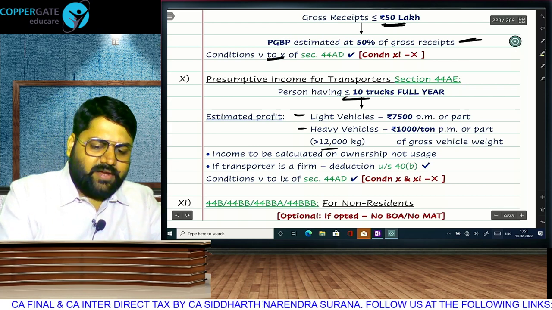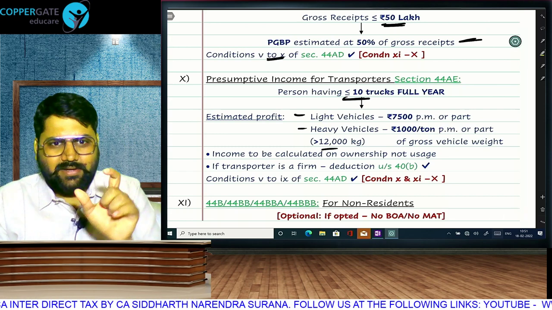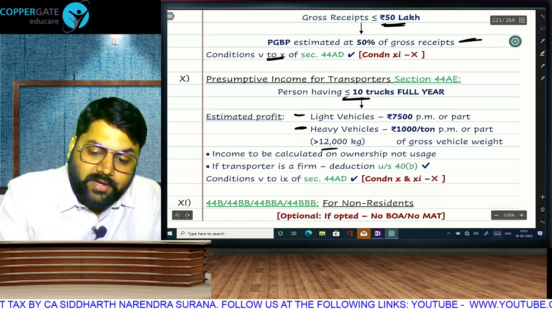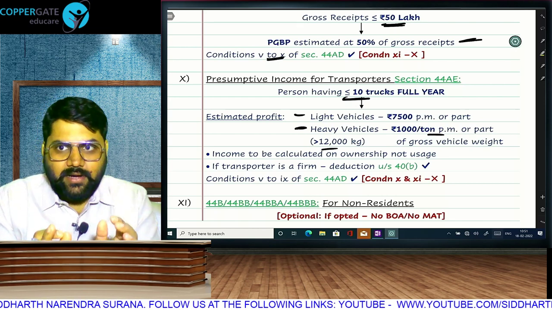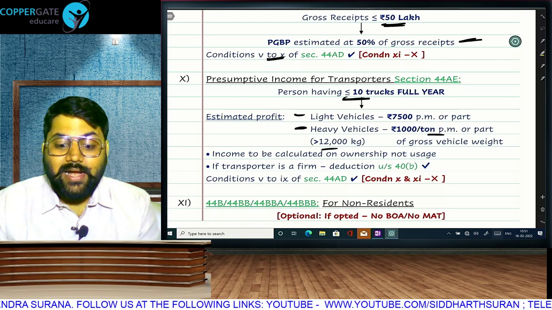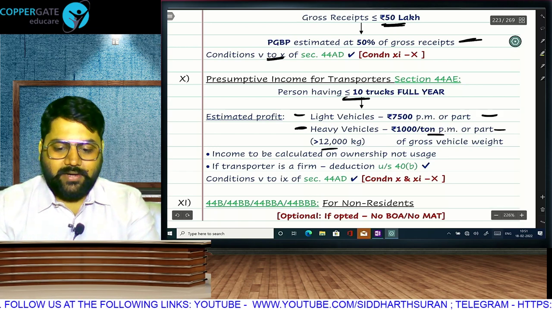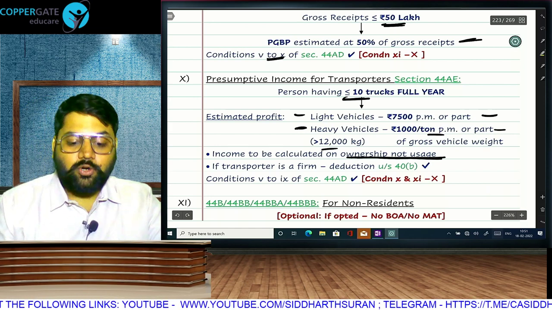Heavy vehicle, where the weight of the truck exceeds 12,000 kgs, then it will be 1,000 per ton per month. So, if it's 18 ton truck, 18,000 per month. 20 ton truck, 20,000 per month. 15 ton truck, 15,000 per month. 12 ton, then it will fall in light, 7,500 per month. Per month or part. And income has to be calculated on ownership, not usage.